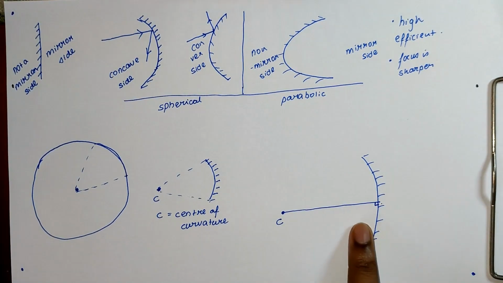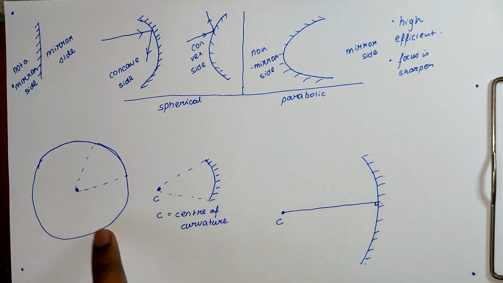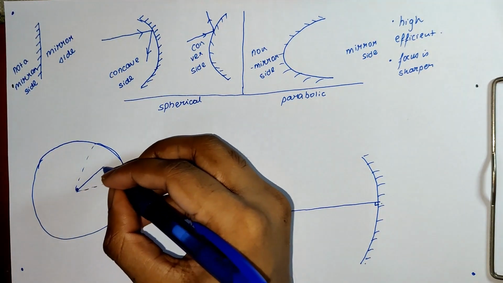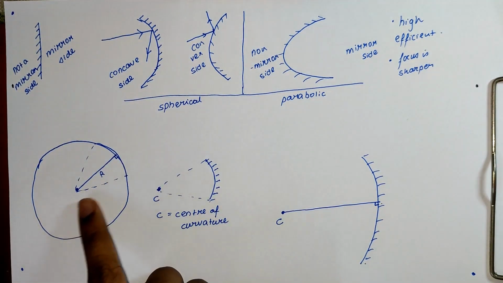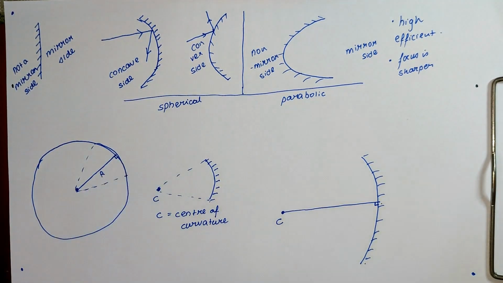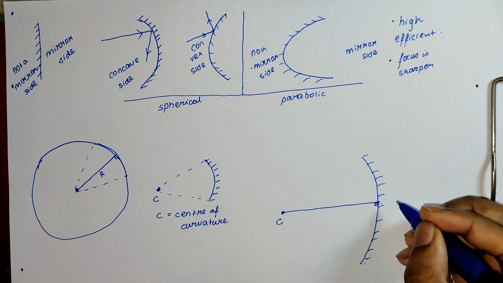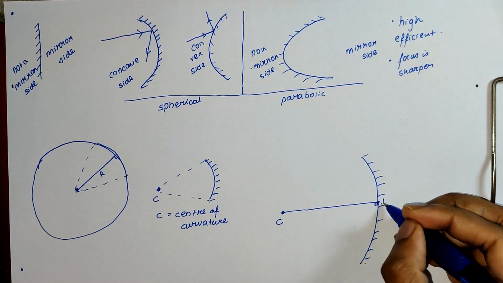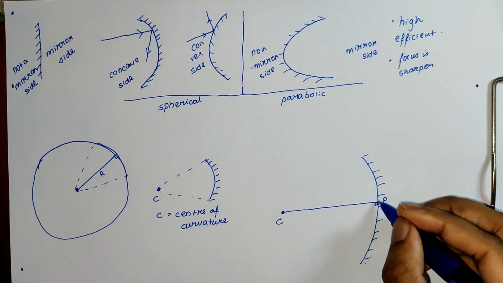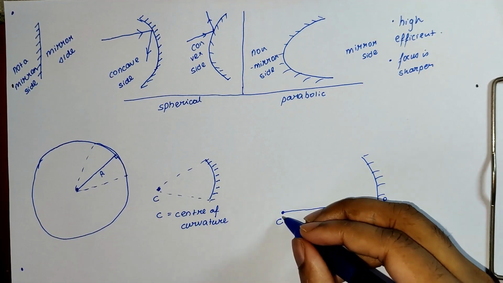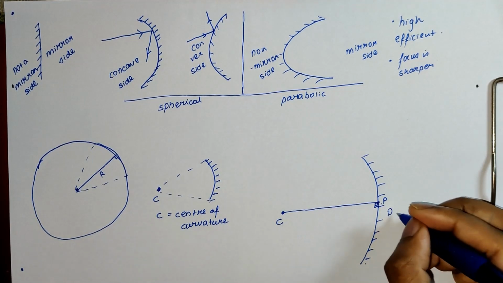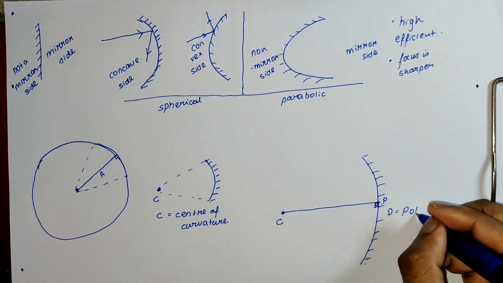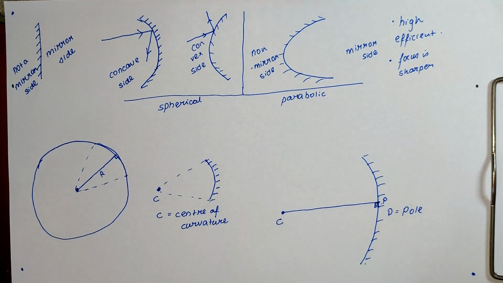Now if I draw this line on the sphere, it will look like this, which is the radius of the sphere. Now you can see this point, right? This point we're going to call P, and that point which meets the mirror from the center of curvature perpendicularly is called the pole. Now that's the second point in the terminology slide.